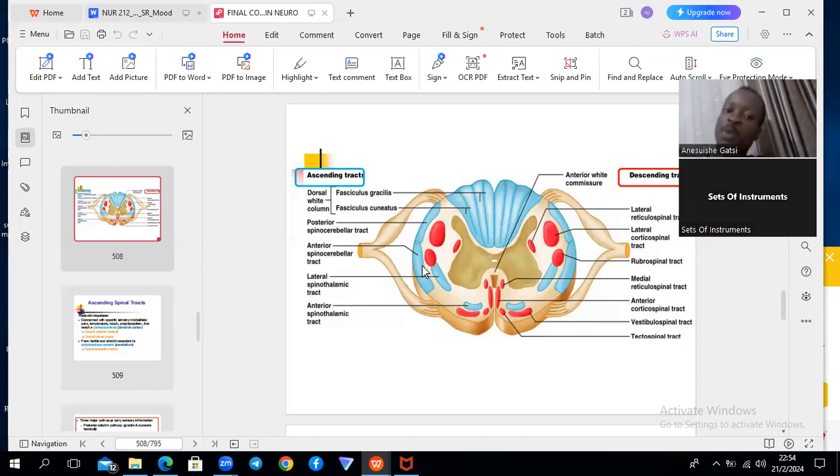Then I say that we also have something called the spino-olivary tract. You can see that it's not included on this picture, meaning it's a very minor tract. The same can be said for the spinotectal and the spinoreticular. Those are quite minor tracts. The major ascending tracts that we talk about are the dorsal columns, then the spinothalamic, then the spinocerebellar.